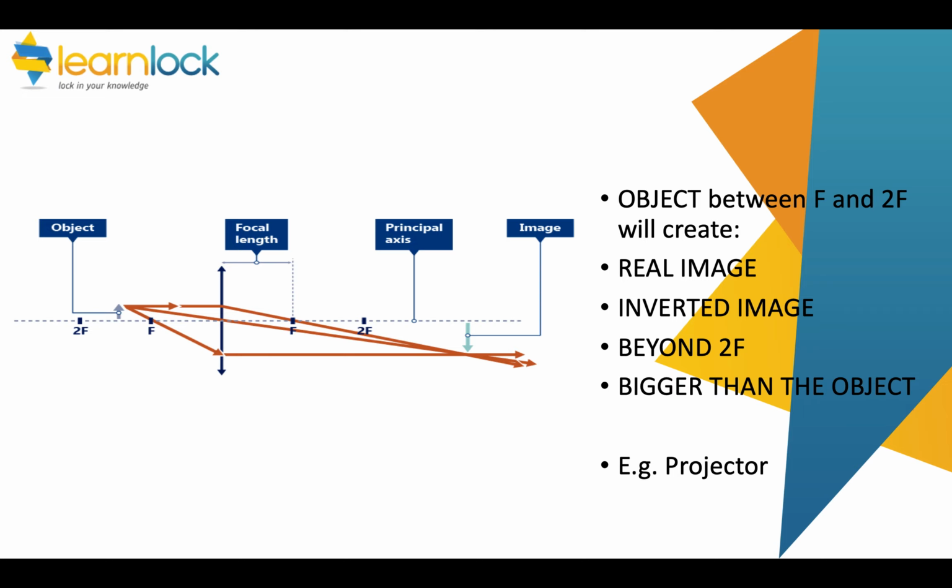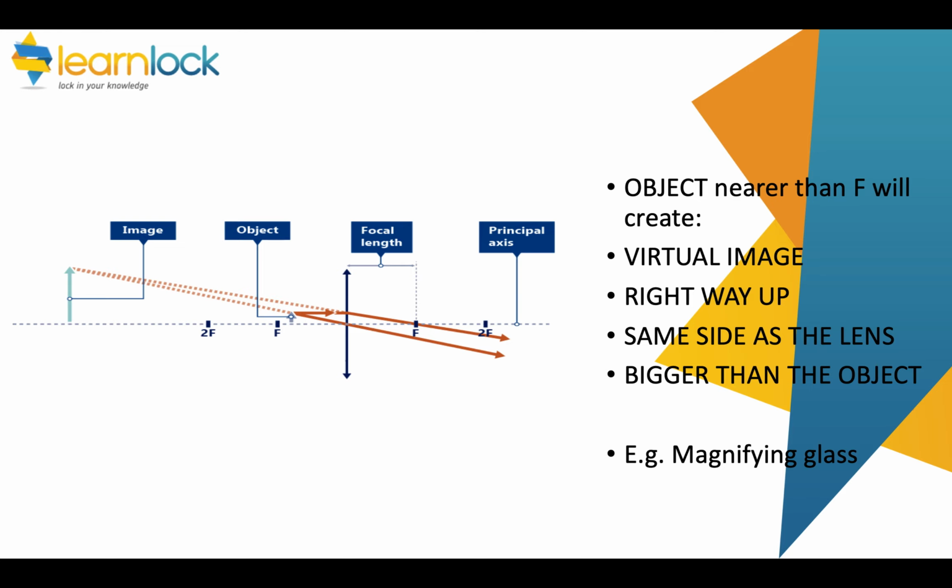If you use a concave lens and place the object between 2f and f, as shown here, you create a real image on the other side. However, the image is inverted, so upside down. It's past 2f and it's bigger than the object. So this might be an example of how a projector works, because it makes the object produce an image that's bigger.